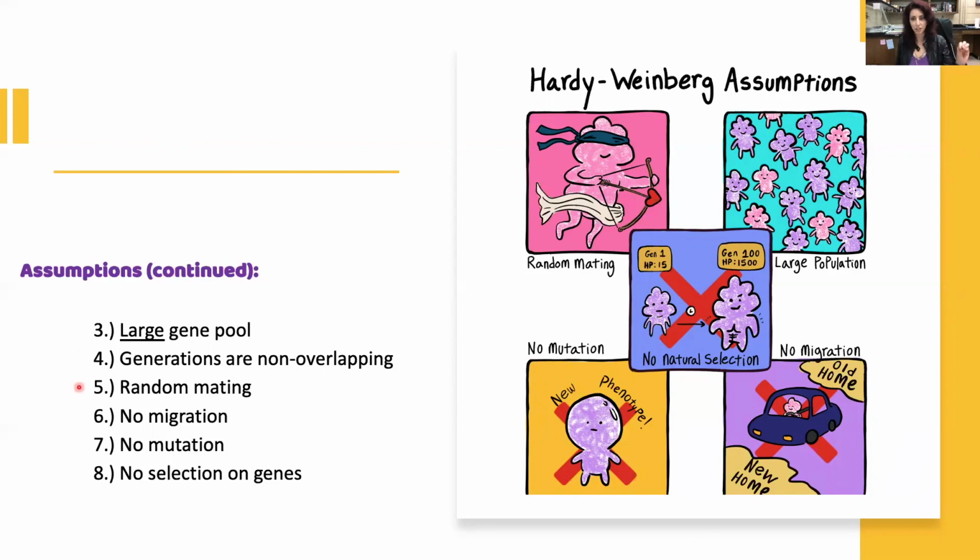Number five, we have random mating, so no sexual selection. Number six, no migration. We're not moving genes in and out of a single population. No mutation. There's no new emergence of characteristics or genes. And then finally, no selection on genes. Okay, so in the real world, this is not happening. There's no population for which natural selection is not a factor. But as we said before, this is a useful model for making predictions about what evolutionary forces are acting on a population to kick it out of equilibrium.